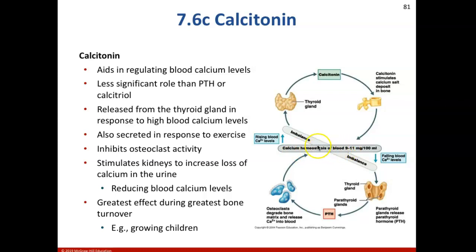Now, with calcitonin, what's going to happen is we have too much calcium within our blood, and calcitonin is released by our thyroid gland. This can also be secreted in response to exercise, and its job is to inhibit the osteoclast activity. It also will stimulate our kidneys to increase the loss of calcium within our urine, thereby reducing our blood calcium levels, helping to bring them back to homeostasis levels. The greatest effect is going to be during the greatest bone turnover, which would be in growing children.